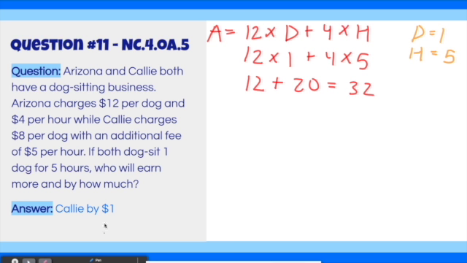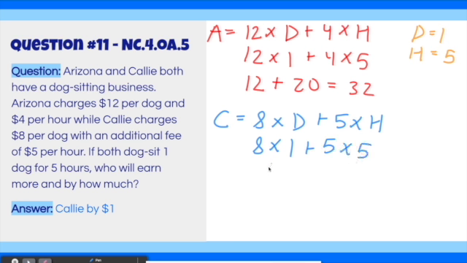Okay, now we're going to move on to Cali. So Cali, she charges $8 per dog, so that's 8 times D plus $5 per hour, so 5 times H. And again, we're going to plug in 1 for D, so it's 8 times 1. We're going to plug in 5 for H, so it's 5 times 5. When you multiply that out, you'll get 8 times 1 is 8, plus 5 times 5, which is 25, and 8 plus 25 is 33.